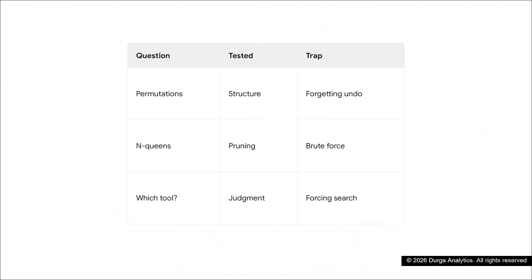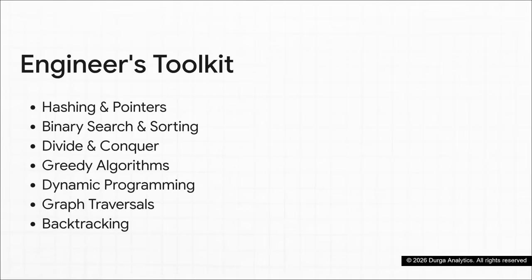And when they ask which tool to use, they are testing your engineering judgment. Knowing when not to use exhaustive search is just as important as knowing how to write one in the first place. Guys, by mastering backtracking today, you have reached a massive milestone. Just look at this list. You now possess a complete professional-grade set of algorithmic tools in your toolkit.